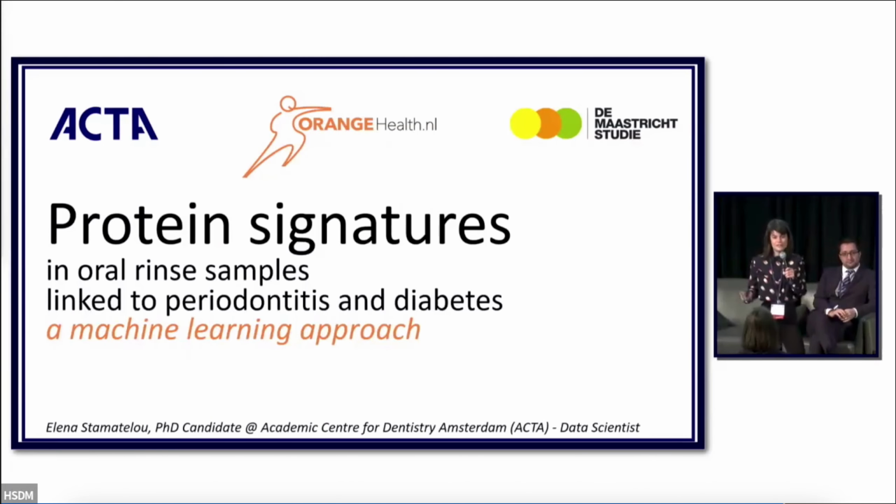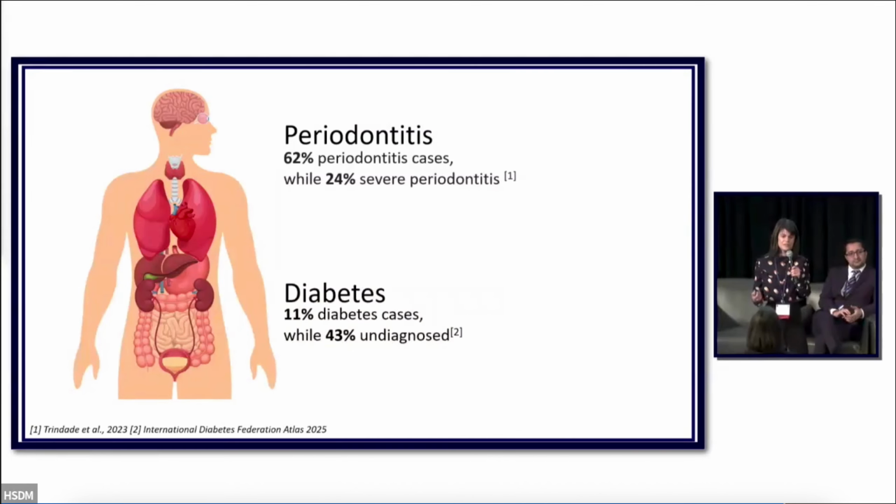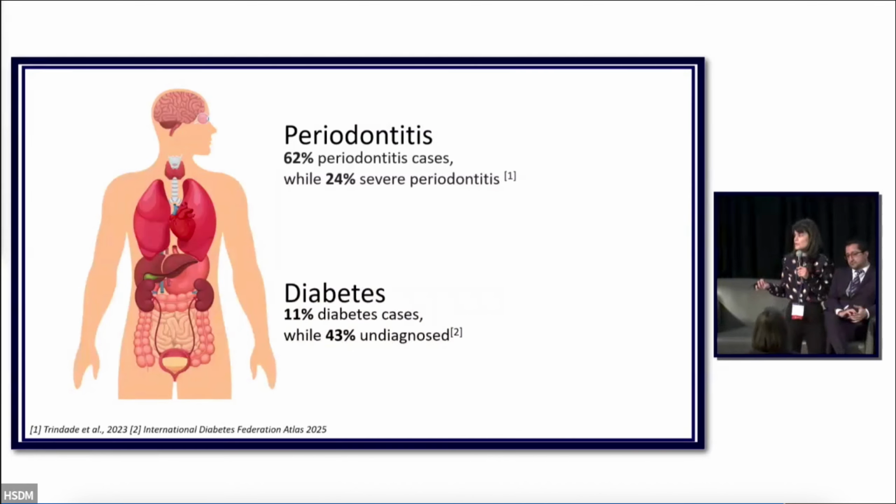But before telling you more about what those proteins are for each disease, I want to share a little bit about periodontitis and diabetes and their prevalence. Most of you know that almost half or more than half of the population has periodontitis, and a lot of them don't know it because there are no symptoms or only mild symptoms, and in 24% of them, there are severe cases.